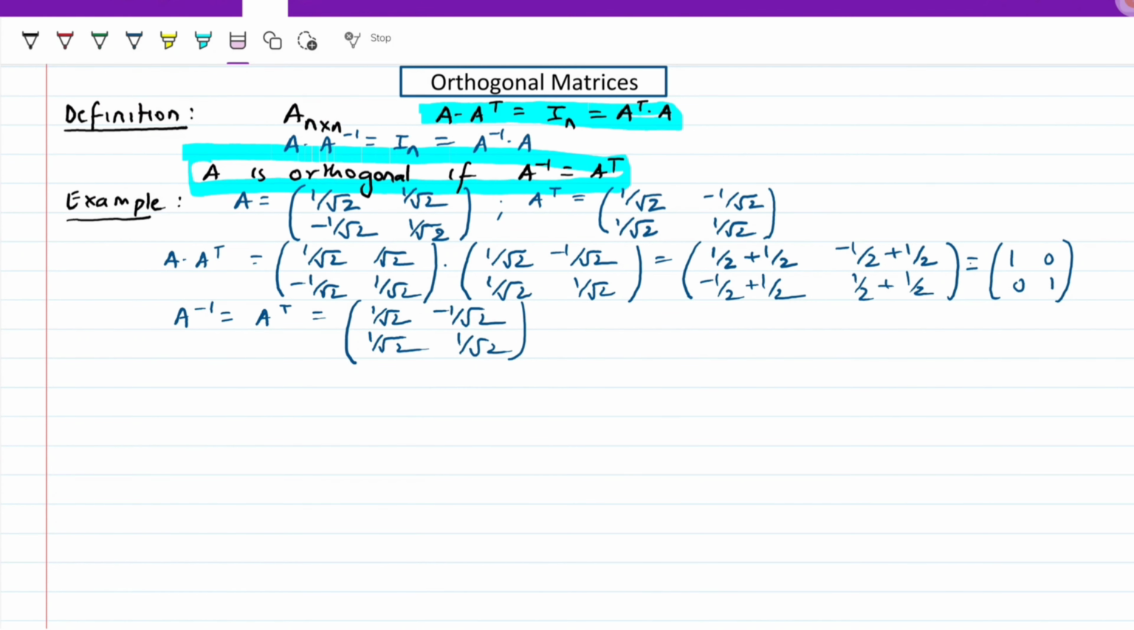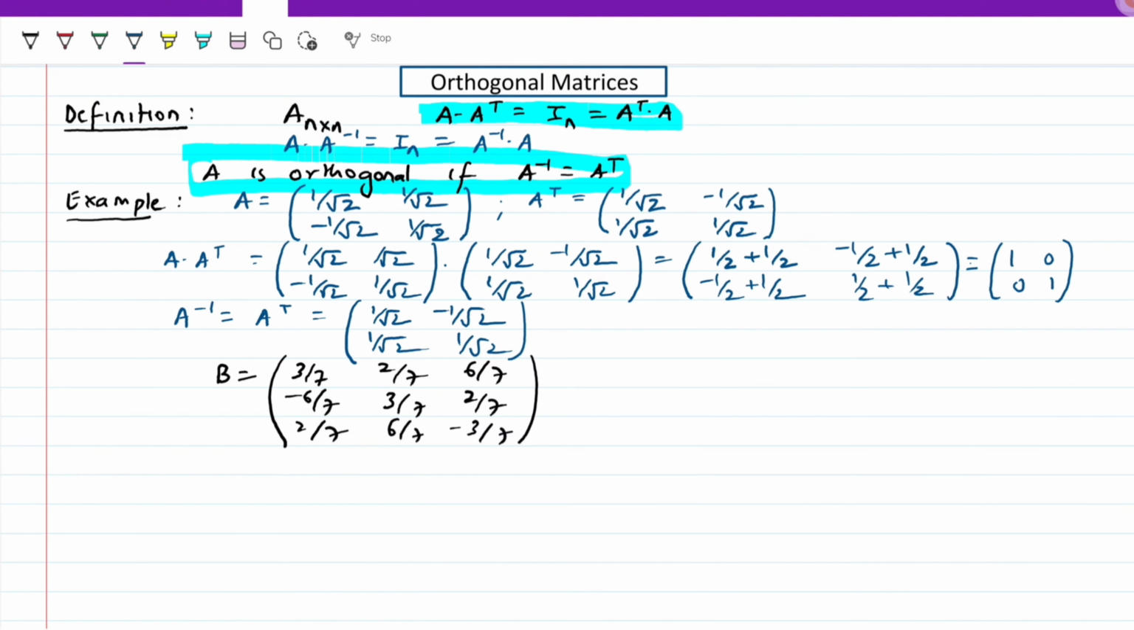Now let us also quickly state a matrix B which is going to be orthogonal, and it is going to be a 3 by 3 matrix. So consider the matrix 3 over 7, 2 over 7, 6 over 7, followed by negative 6 over 7, 3 over 7, 2 over 7, and lastly we have 2 over 7, 6 over 7 and negative 3 over 7.